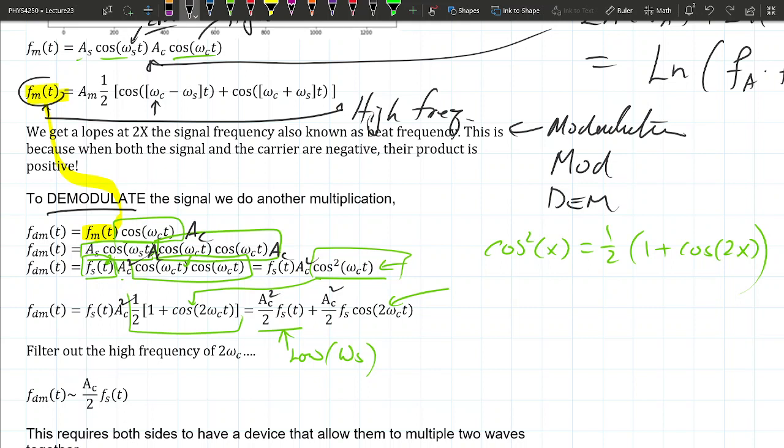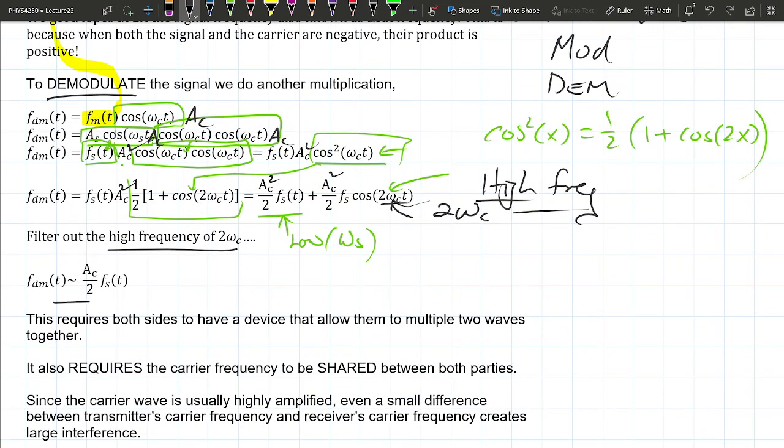So, okay. All right. So this part has a frequency of 2 omega c. So this is our high frequency piece. You have some low frequency stuff you want to keep. You have some high frequency stuff you want to throw away. So what do you do? Anyone? You just pass it through a low pass filter. You filter out the high frequency, and then you end up with your signal, which is the demodulated signal.